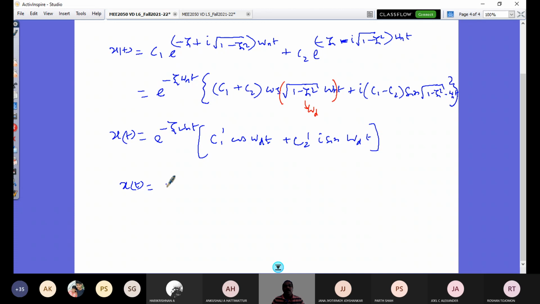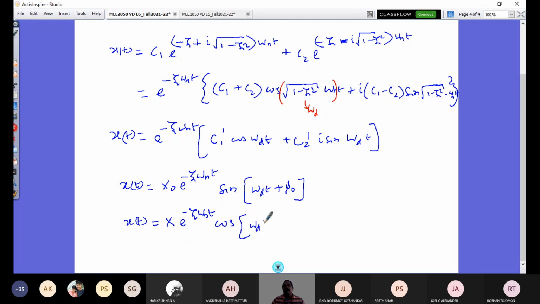I leave it to you to work out: x naught e raised to minus zeta omega n t. Look, outside it's omega n; inside only it's omega d. Omega n t into sine function of omega d t plus psi naught. So with reference to phase angle also we can write it, or we can also represent this cosine function as X e raised to minus zeta omega n t cos of omega d t minus phi. So these are the three forms of the response of the system.